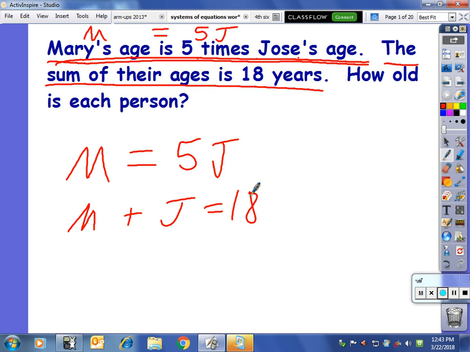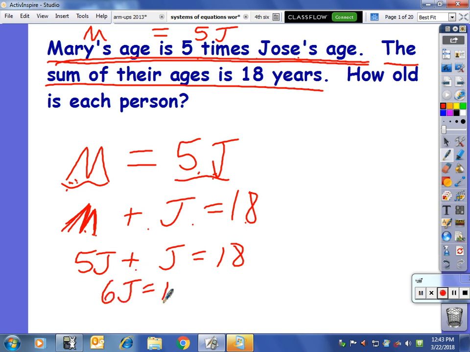Sometimes I look at the problem and decide which would be easier. To me, this one's very easy for substitution. Do you see how M and 5J are the same amount? Then in this equation, you see this M? I can put a 5J in its place. So instead of M plus J equals 18, I have 5J plus J equals 18. 6J equals 18. How old is Jose? 3.